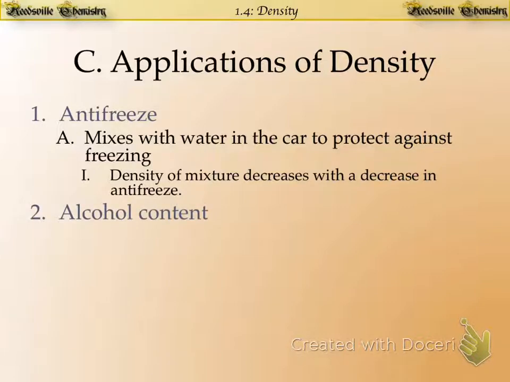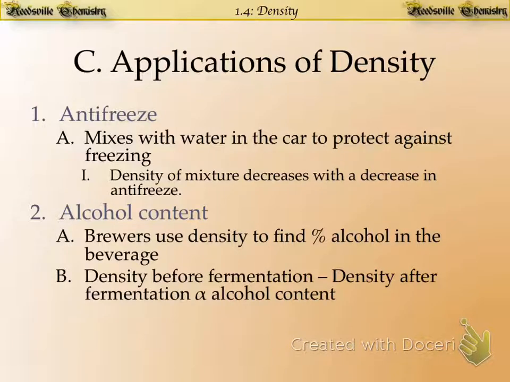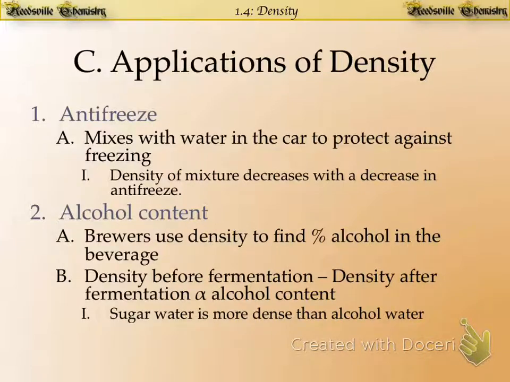The second way that we can apply density is understanding the alcohol content of beverages. If you're a brewer, you use density to find the percent alcohol in the particular beverage that you're making. The idea is that the density before fermentation minus the density after fermentation is proportional to the alcohol content. Not equal, but proportional. So the larger that difference before and after, the more alcohol there is in the beverage. The smaller that difference before and after, the less alcohol there is.